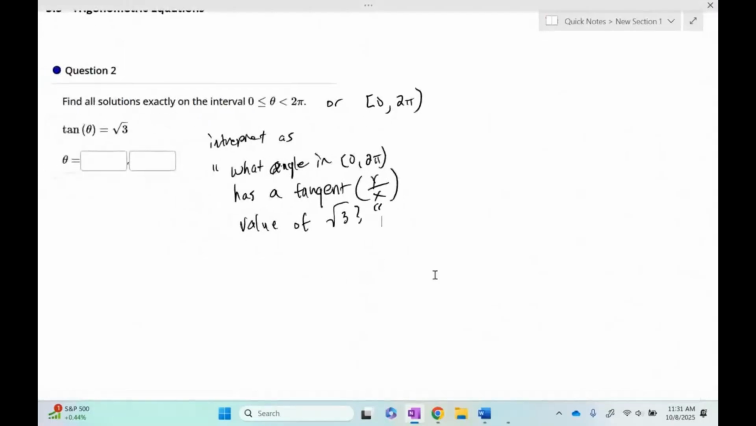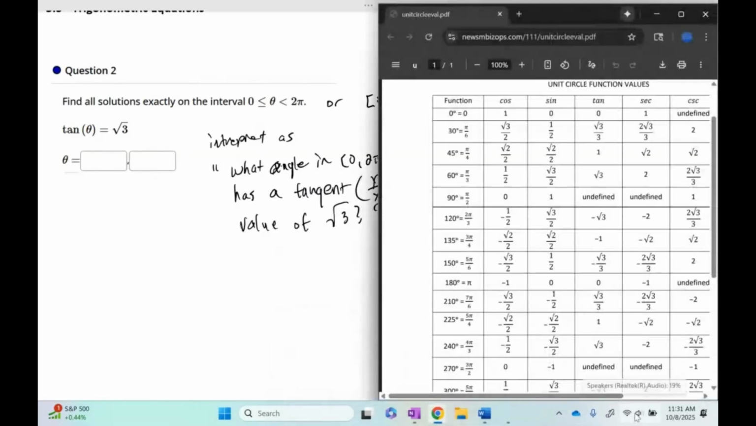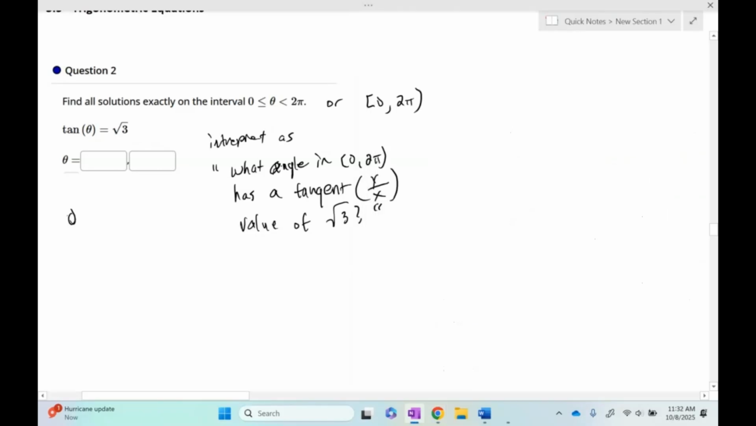So now I'm going to pull up, I'm going to try to pull these up at the same time. So I simply want to look down the tangent column, and I want to find all values that have a tangent of positive, because the sign matters, positive square root of 3. And it seems that pi over 3 has a tangent of positive square root of 3, and 4 pi over 3. So theta is going to equal pi over 3 and 4 pi over 3.